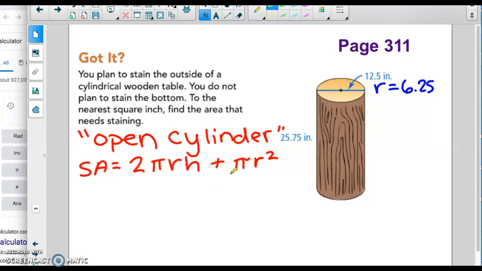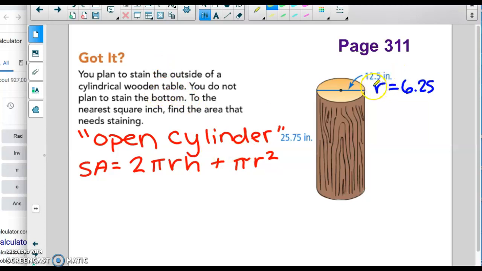What does that mean? That means that we are only accounting for one of the circles on our cylinder. We're going to take off one of them. In this case, we're taking off the bottom, but in a lot of cases, we take off the top. We're talking about cups. They don't have a top, so you take that part out of the equation. Okay.